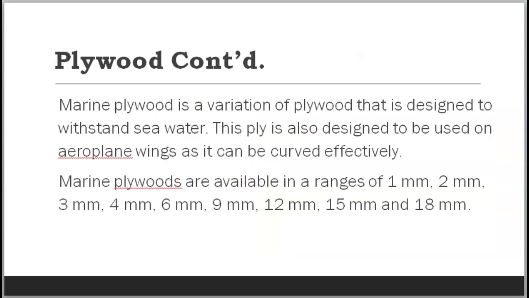Now, there are different variations of plyboard, and I'd like to just introduce one of those, which is the marine plywood, which is designed to withstand seawater. Now, this ply is also designed to be used on airplane wings, as it can be curved effectively. Now, marine plywoods are available in ranges from 1 mm all the way to 18 mm in thicknesses.